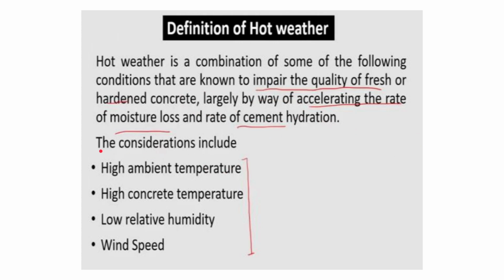So the considerations include these main factors, which define hot weather. Firstly is high ambient temperature. Secondly is high concrete temperature. Thirdly is low relative humidity, and fourthly is wind speed. These four parameters characterize what we call hot weather.